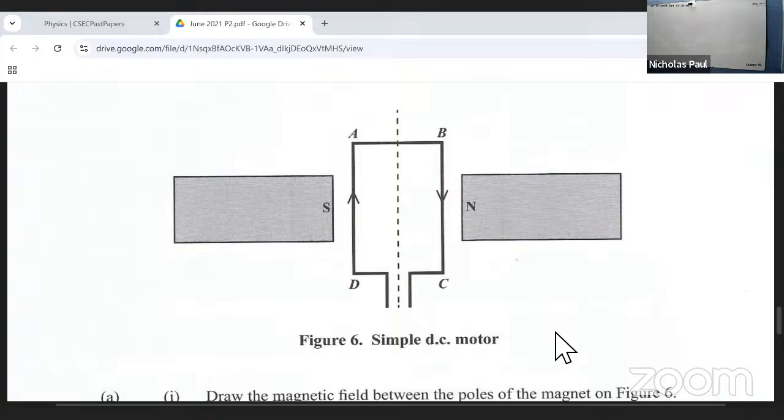Ready? Take your time, take your time. You can do your thing. Draw your magnetic field first and then draw the force. We're not in a rush, take all the time.